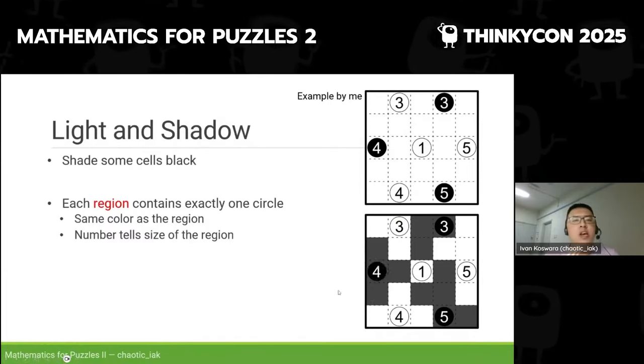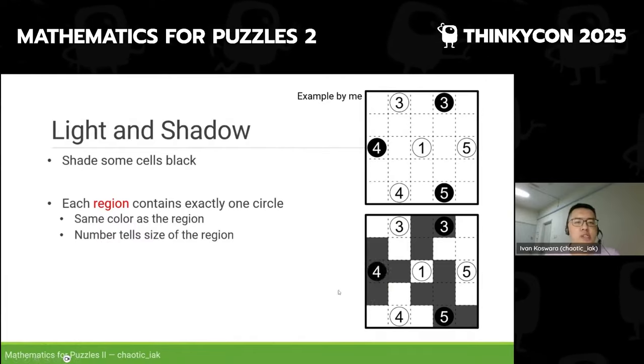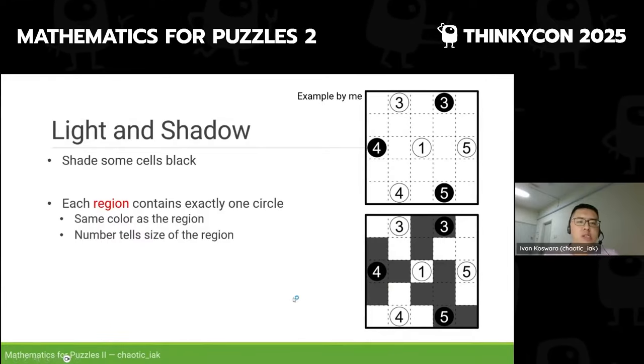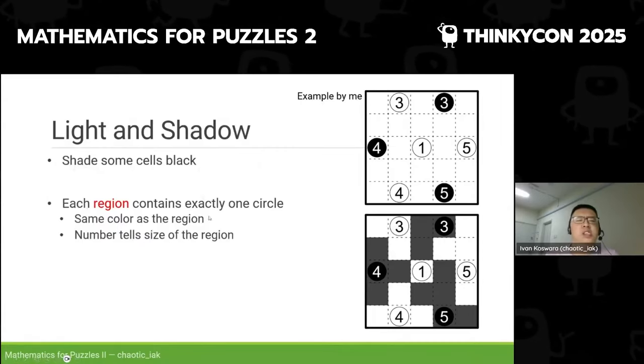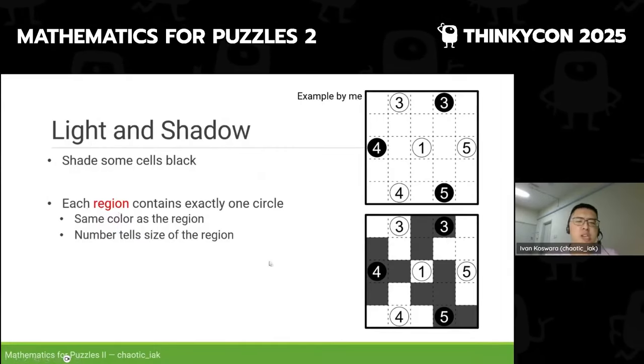Now, if you look at the rules of this genre, you might see shade some cells black, but then the rest of the rules say each region is the same color as the region.